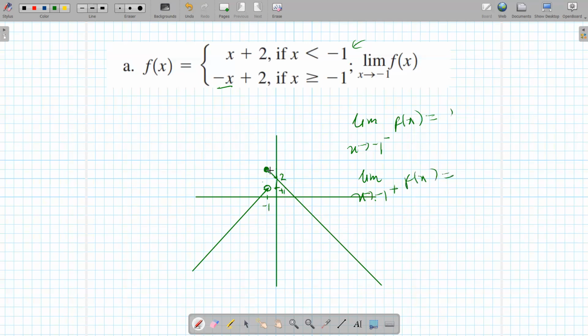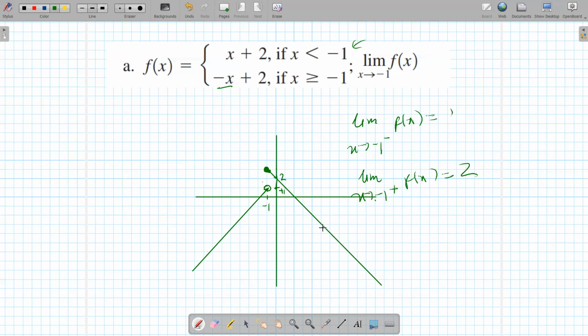So we're looking up here. -1 from the right means just directly to the right of -1. It's 3. Yeah, it should have been 2. Let's say it's 2. Cool. So there's no limit. Nope, there is no limit, and it's also not continuous. Alrighty?